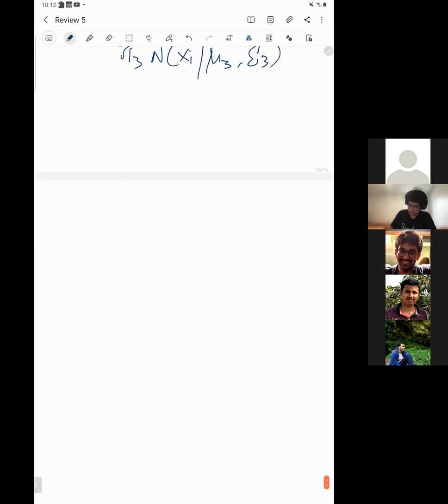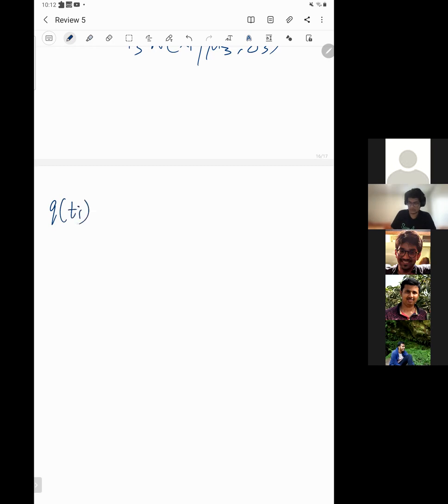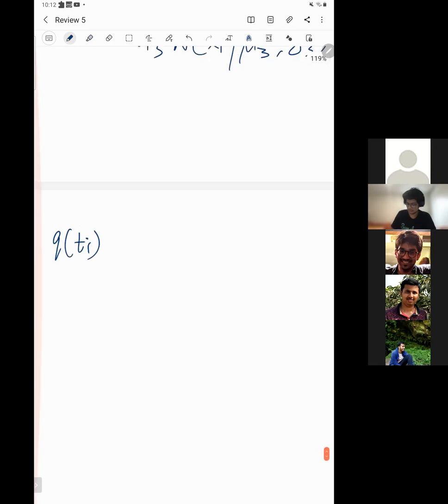Q is defined as a distribution on ti, and ti is a discrete variable, so this is a discrete distribution. ti can take 1, 2, 3. So Q of ti for 1, 2, 3.